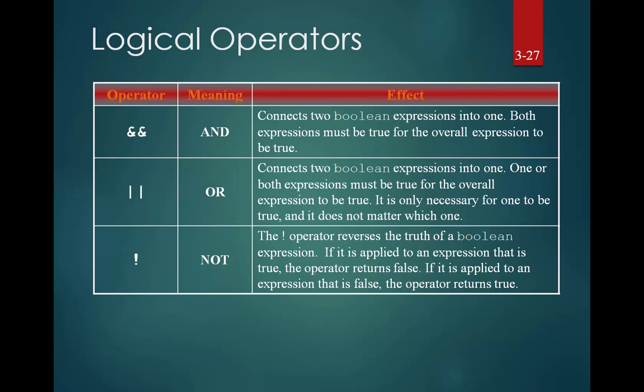So if A and B were Boolean values on either side, and you had A or B, if A is true, the entire expression is true. If B is true, the entire expression is true. If A and B are both true, then the entire expression is true. It would only be false if both A and B were false.